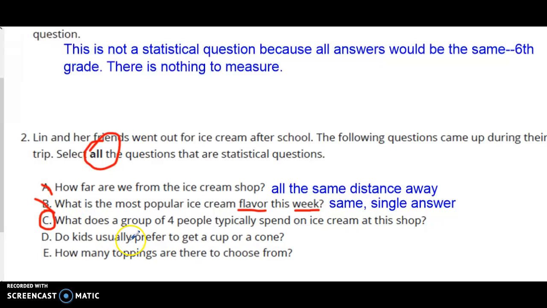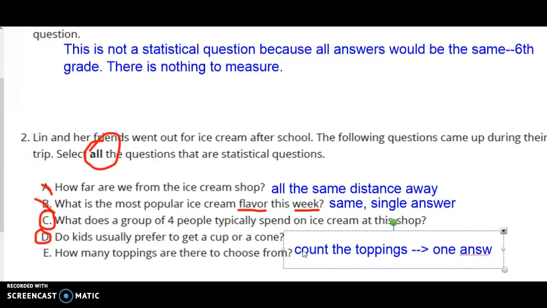Do kids usually prefer to get a cup or a cone? What I would have to do is I would see how many kids got a cup, how many kids got a cone. Are those 2 different options? Yes. So that is a statistical question. How many toppings are there to choose from? All I would do here is I would count the toppings. There's just one answer. So this is not a statistical question.